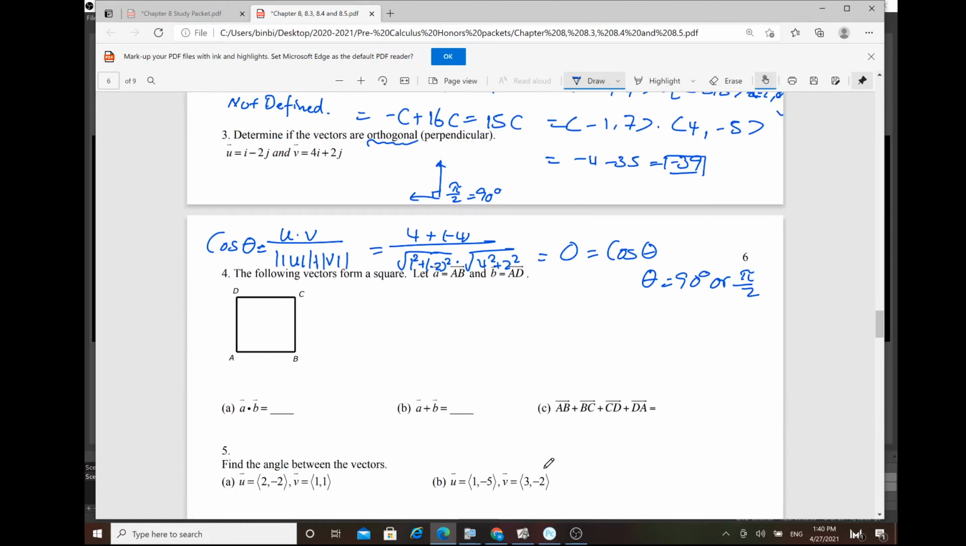And then the following vectors from a square: let vector A be vector AB, and vector B be vector AD.